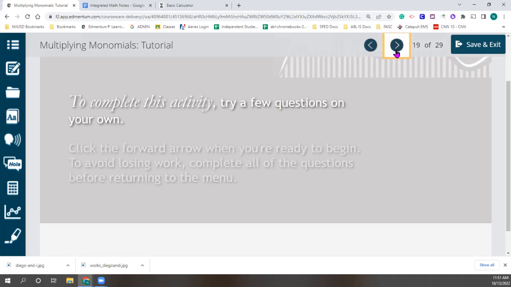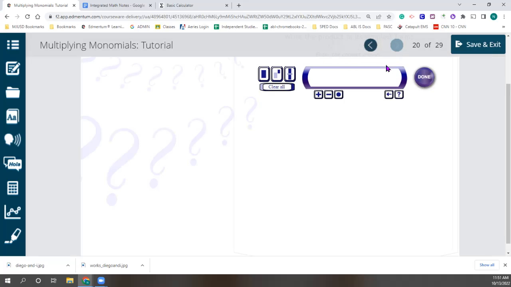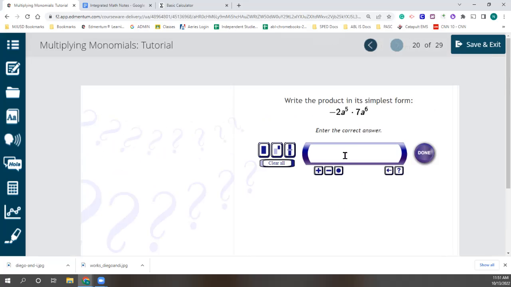So let's try a few questions. Do these. This is valuable work, folks. All right. Again, I'm flipping over my scratch paper. Actually, I'm throwing that one away because I am done with it. Okay. New piece of paper.